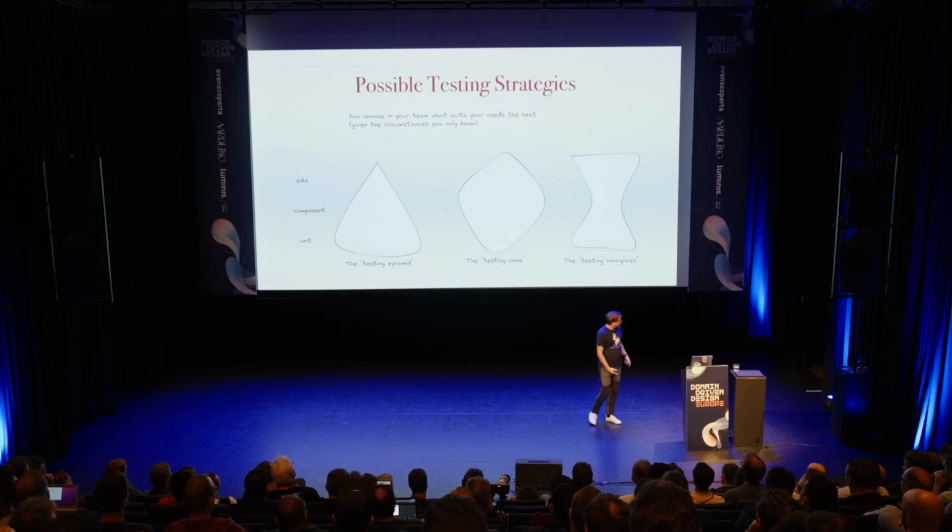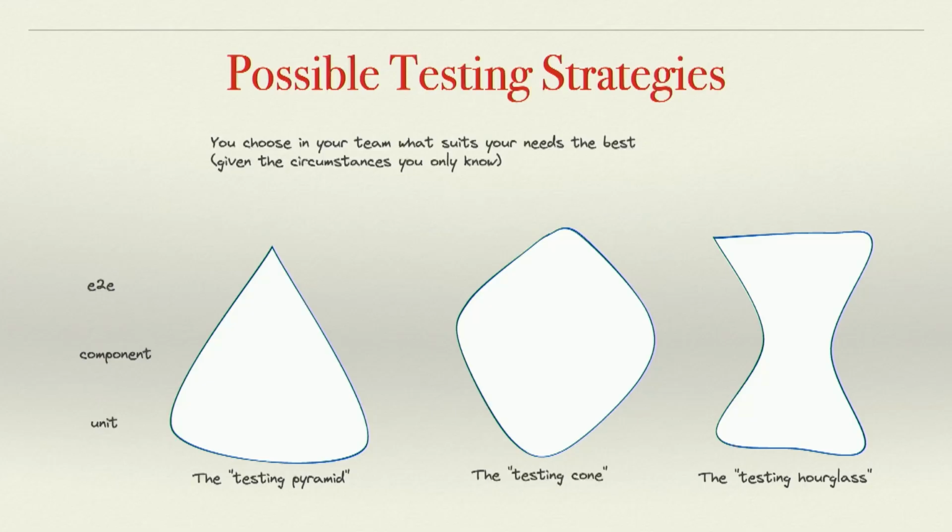At this point, I want to talk a bit about the testing strategies that we have. We know the testing pyramid, with end-to-end tests at the top, and component tests, unit or integration tests, at the bottom. It's not the only testing strategy that you might choose. I'm just saying that depending on your context and your environment, sometimes the testing cone might make more sense for you, or the testing hourglass.